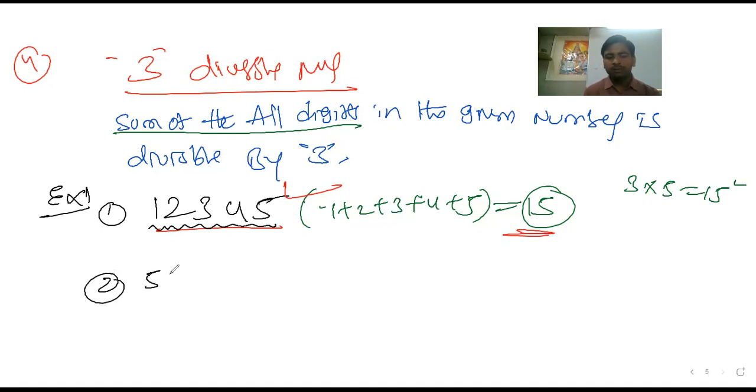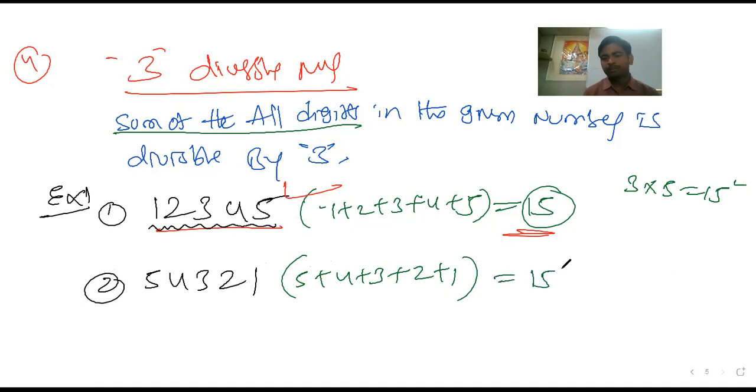Next example: 54321. Let's check according to the condition. Add all the digits 5, 4, 3, 2, 1. The same 15 you'll get. So it is divisible by 3.